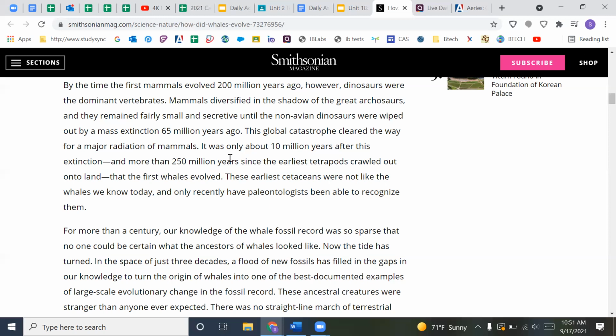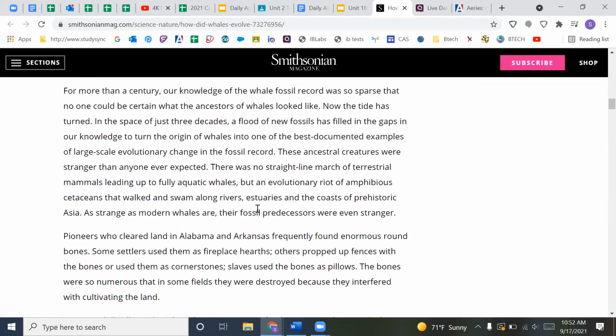It was only about 10 million years after this extinction, and more than 250 million years since the earlier tetrapods, that the first whales evolved. These early cetaceans were not like the whales we know today, and only recently have paleontologists been able to recognize them. For more than a century, our knowledge of the whale fossil record was so sparse that no one could be certain what the ancestors of whales looked like. Now the tide has turned.